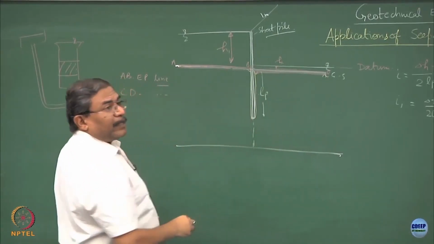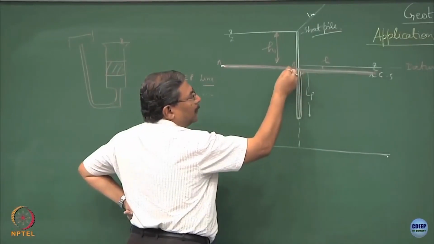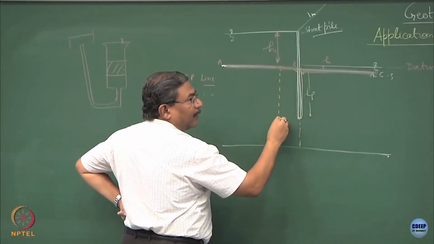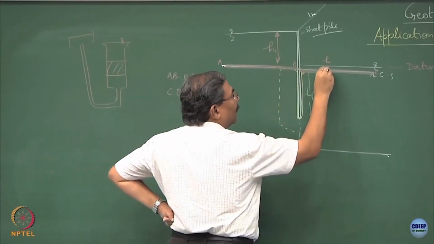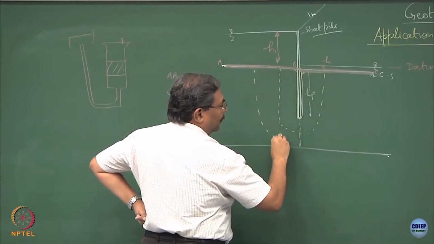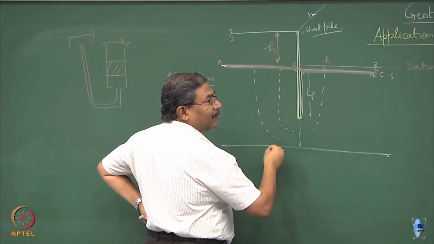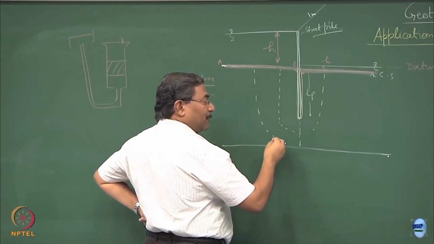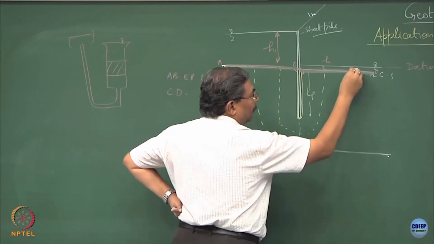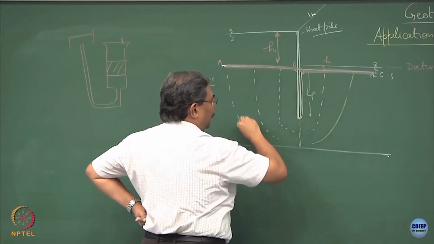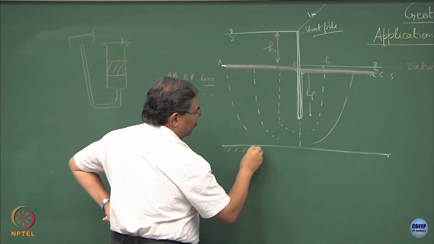Can I complete the flow net now? So conceptually what you have to do is keep on drawing the flow lines. This is the shape of the flow line. Now what you are seeing is this portion is going to be very tricky, but the flow is going to take place, alright. And this is the impervious boundary.